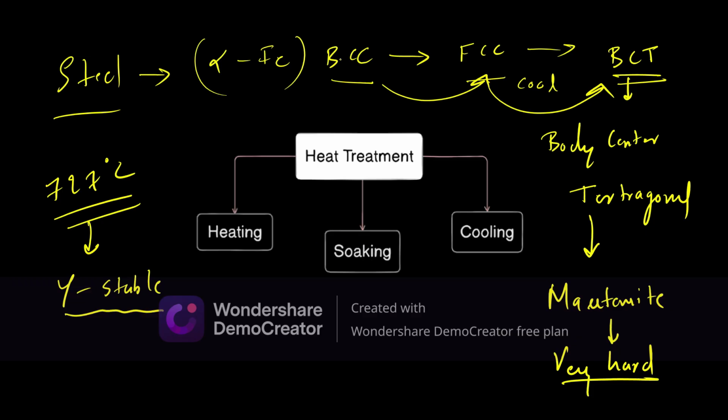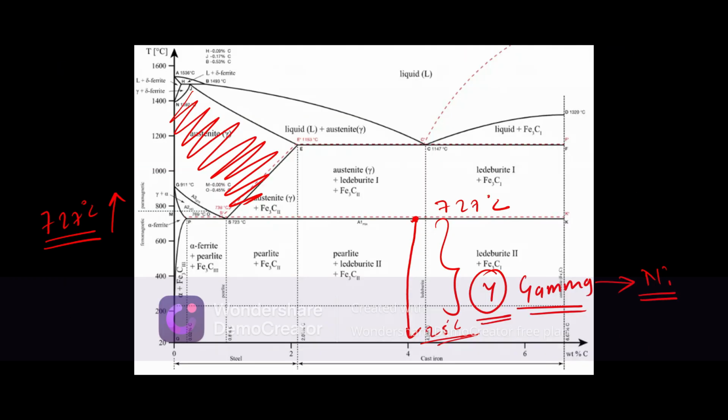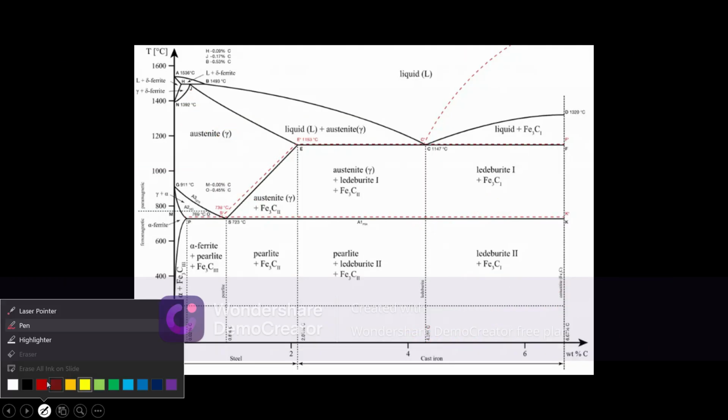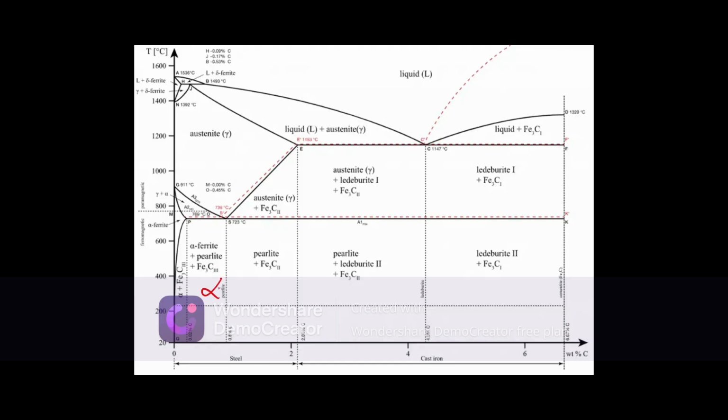So first we have alpha BCC, then FCC, and unstable FCC gets converted into martensite, which is known as BCT. So let me show you this diagram again. In this diagram, first we have alpha. Okay, this one is alpha iron. We heat it above 727 degrees centigrade to get gamma phase. Why do we do this? So BCC to FCC, we heat the material.